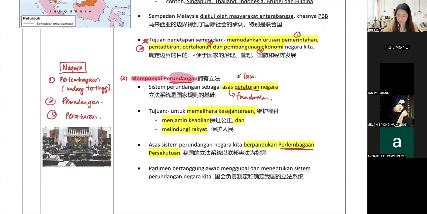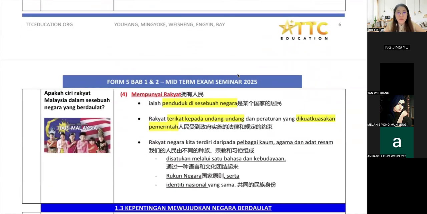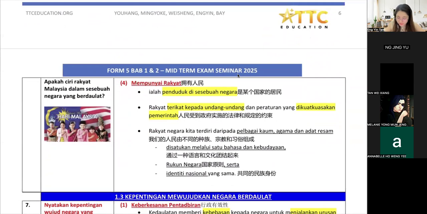You get the idea? So like this, you get 2 marks. So you need to understand the meaning of perlembagaan, perundangan, peraturan. And this is how it works. Level 1, level 2, level 3. And then the contoh is this one. The purpose of having the law, and also who created the law? Parliament. Who created law for our country? Parliament. Then the negeri one is DUN. Okay? Next one. Last one here.